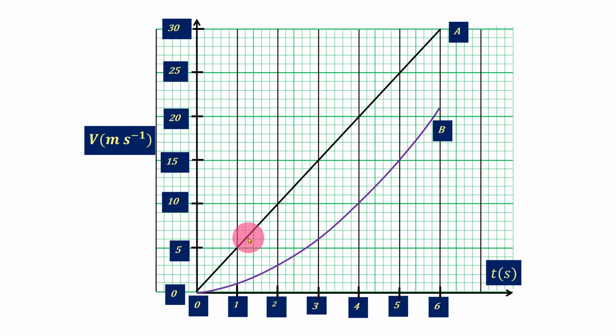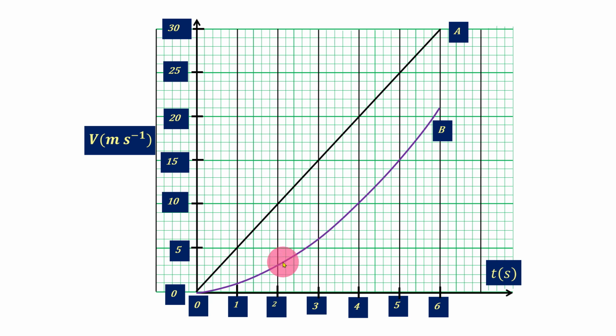Or you can use the word the acceleration is uniform, or you can use the word the acceleration is the same. How about B? Since the gradient of graph B is increasing, in other words, the graph is becoming steeper and steeper, then we can say since the gradient is increasing, the physical quantity which is represented by the gradient is also increasing, and the physical quantity represented by the gradient of a velocity time graph is acceleration. So we are going to say that the acceleration of body B is increasing.